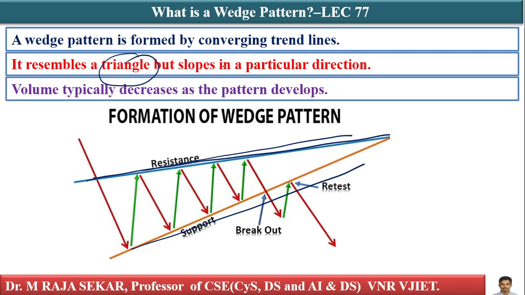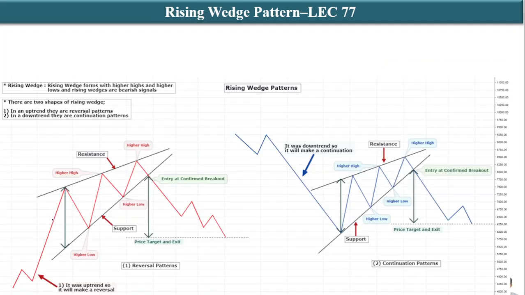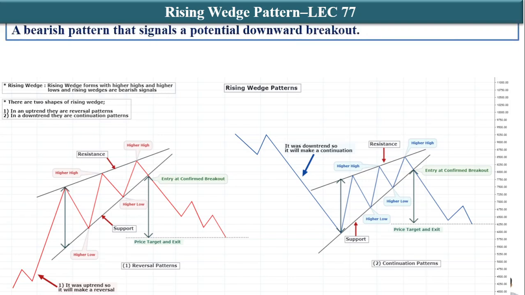Anyway, what is the slope in a particular direction? We will see. Volume typically decreases as the pattern develops. You can check this while applying it on real-time charts; we will discuss all those things. For the time being, let me explain like this. There are two types of wedge patterns. The first one is the rising wedge pattern. What is this rising wedge pattern?